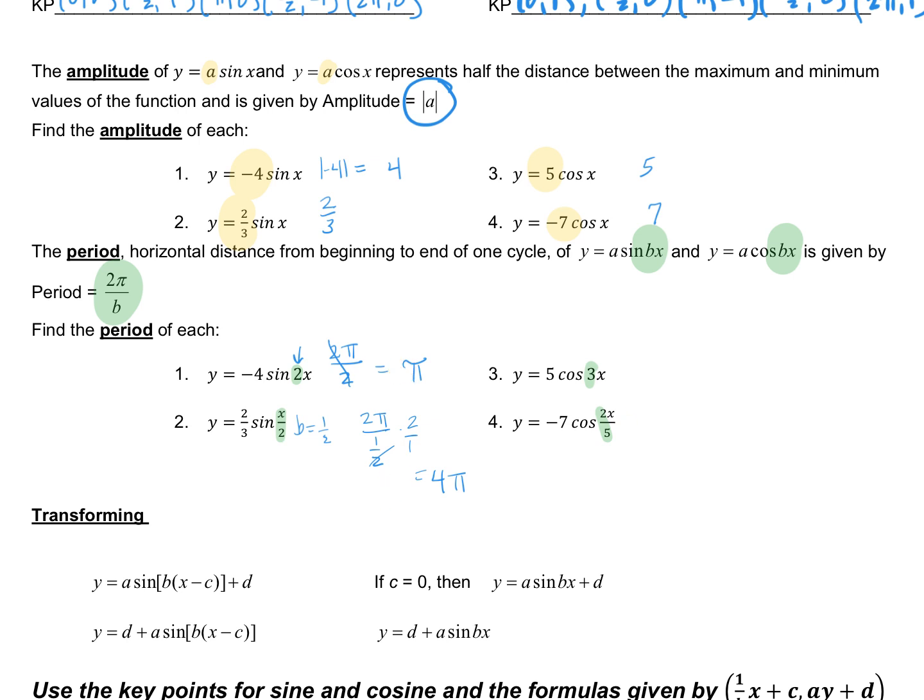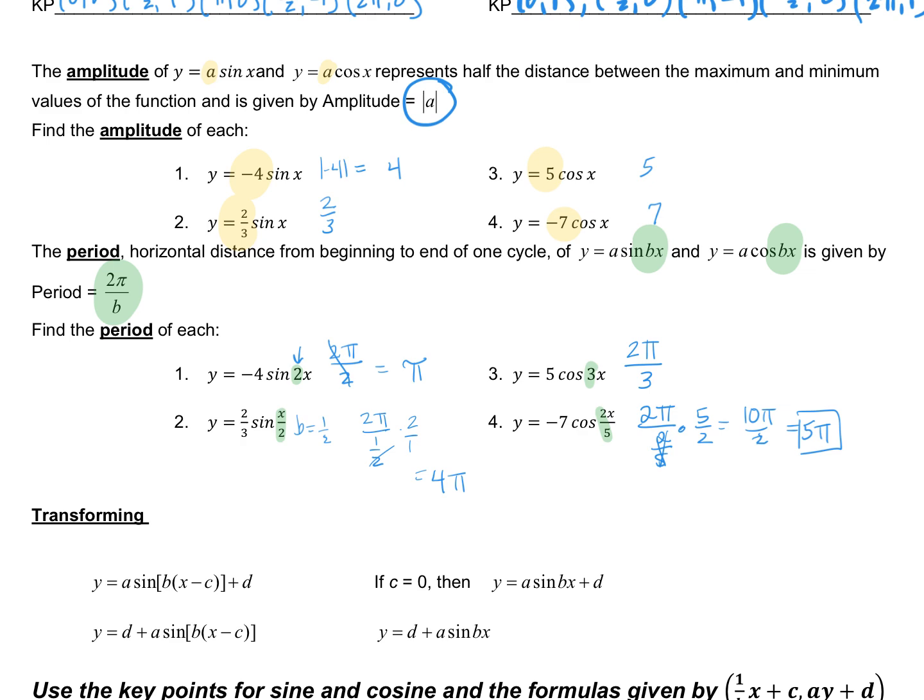What about number 3 here? It would be 2 pi over 3. That's my period. What about number 4? 2 pi over 2/5. So I have to keep change flip. That becomes what? 10 pi over 2, which is 5 pi, right? 5 pi. So there's a little arithmetic potentially. Not a ton, just a little.